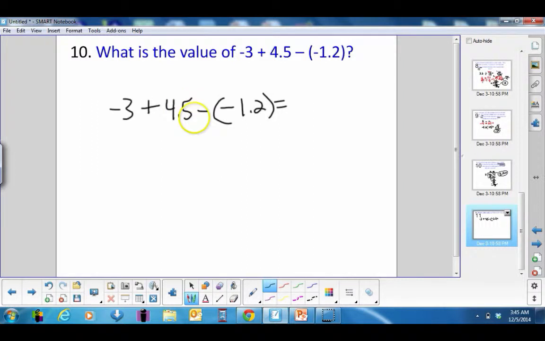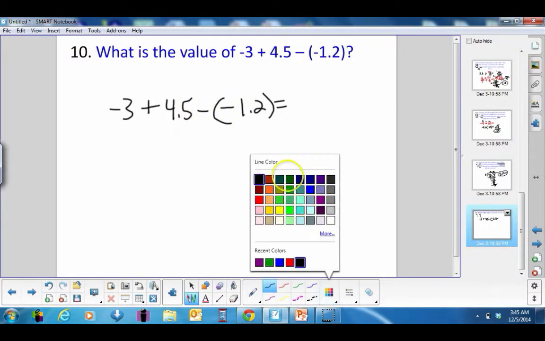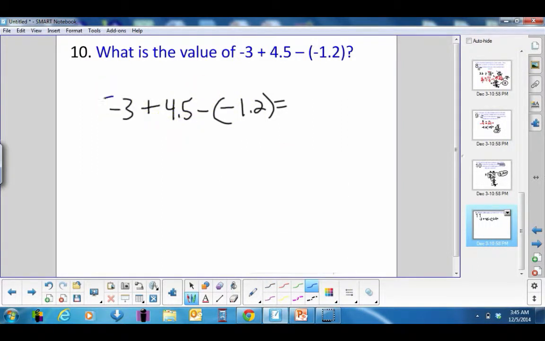Okay, so I rewrote it. Let's take this problem in pieces. I'm going to do this section first. So -3 plus 4.5. Well, if I go to the number line and I go back to -3, and then I count my spaces back up to 0, that's 3. And then I have to go 4.5, which is 1.5 more. I think my answer is going to be 1.5.